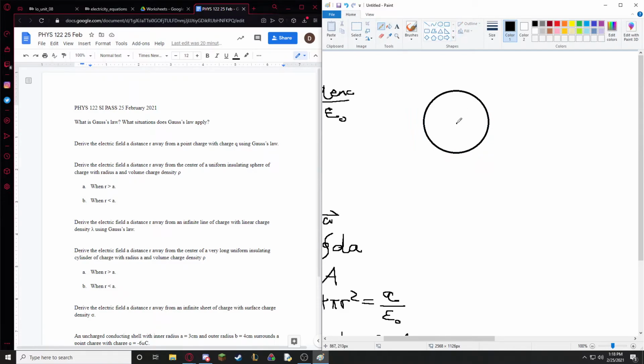It has a radius A, and its charge density is rho. That's a charge density per volume, so its charge per unit volume is rho. We want to find the electric field at a distance r, if r is less than A or if r is greater than A. First, what would it be if r is greater than A? Take like a minute and then we'll talk about it. Hint, it'll be very similar to something we've already done.